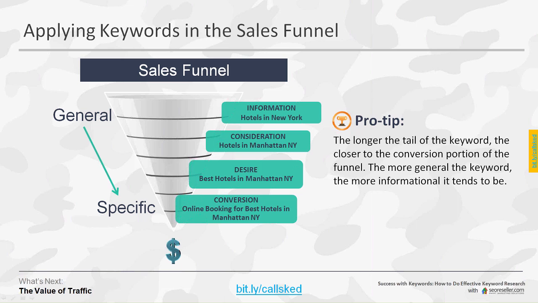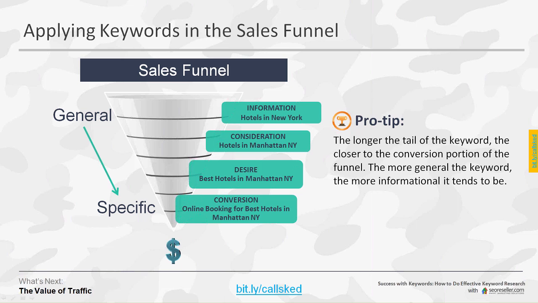In short, if you take a look, the keywords get longer as you go down the conversion funnel. While the search queries may decrease at the bottom, their proximity to your conversion funnel is highest at the bottom. So high search volume at the top, but far from conversion; low search volume at the bottom, but high potential for conversion. The longer the tail of the keyword, the closer to the conversion portion of your funnel, and the more general the keyword, the higher up it tends to be.